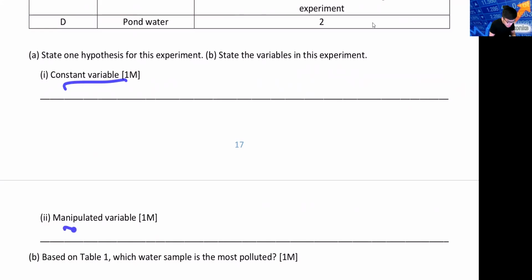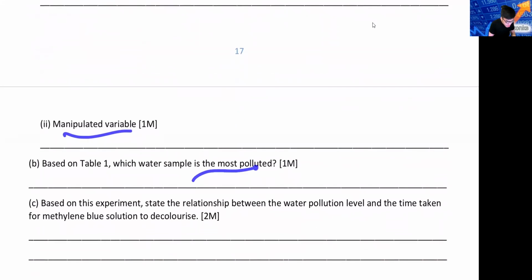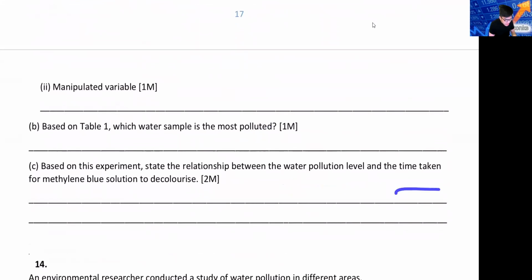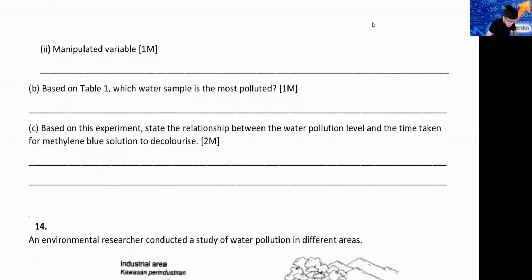Okay, what is your CV and MV? Which is the most polluted? Relationship between water pollution and time taken: the more polluted the water is, the shorter the time taken for methylene blue to decolorize. Semakin tercemar sampel air, semakin pendek masa diambil untuk menyah-warnakan larutan metilena biru. I don't want to waste time to do this. I'm just gonna skip ahead.